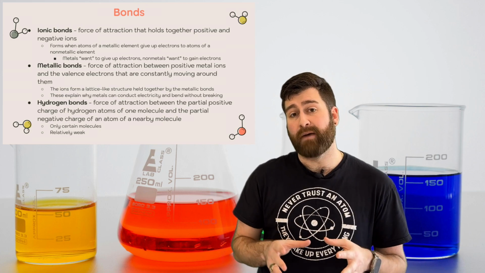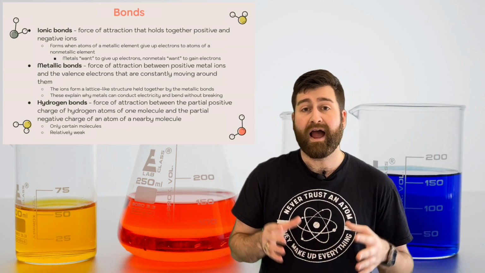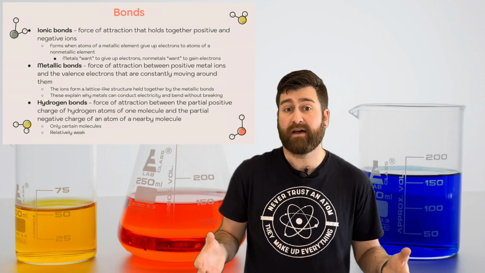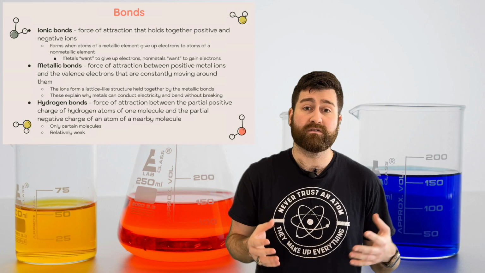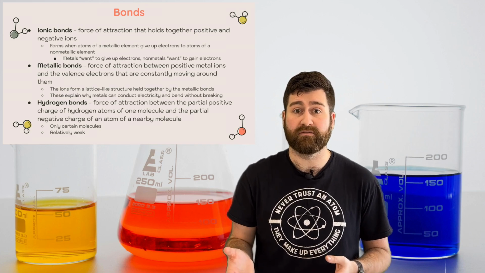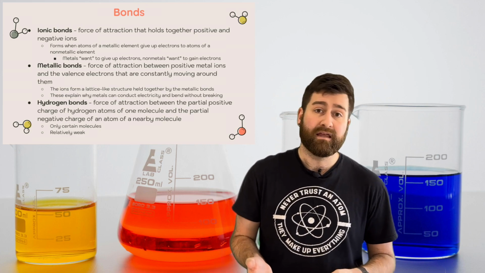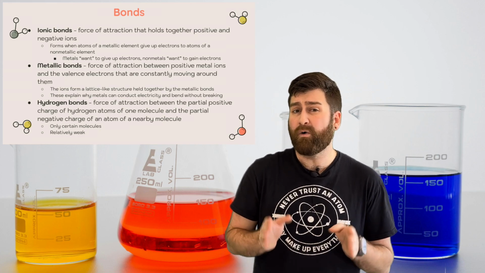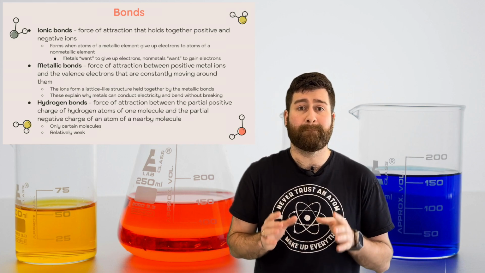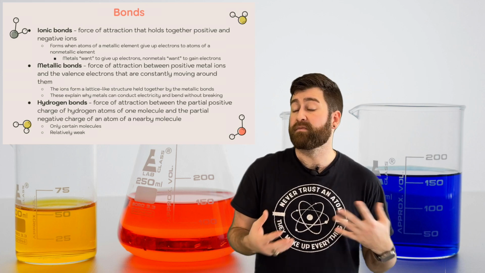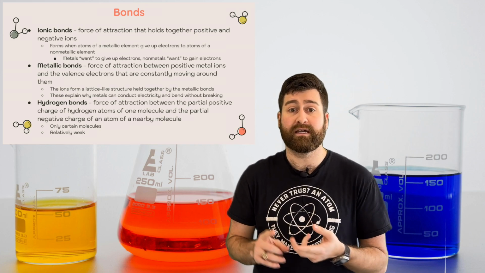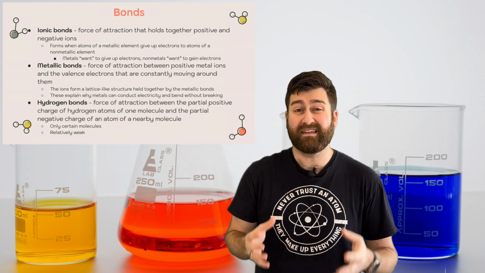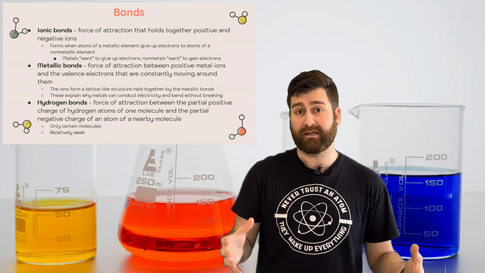Now, the last type of bond that we're going to look at today are hydrogen bonds. As the name suggests, hydrogen bonds involve hydrogen. These form from the force of attraction between the partial positive charge of hydrogen atoms of one molecule and the partial negative charge of an atom of a nearby molecule. Now, only certain elements have the potential to bond with hydrogen. Some common examples of these include fluorine, nitrogen, and oxygen. And for the intent of this lesson, these bonds are relatively weak.